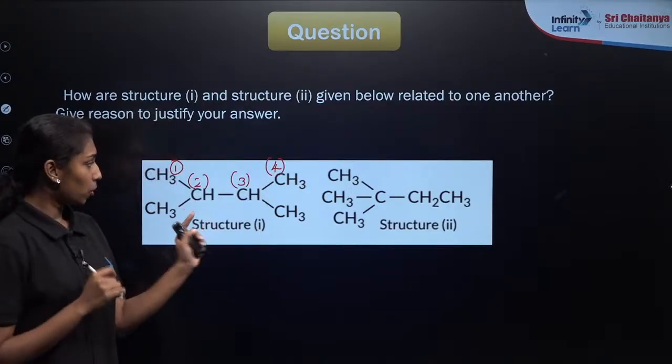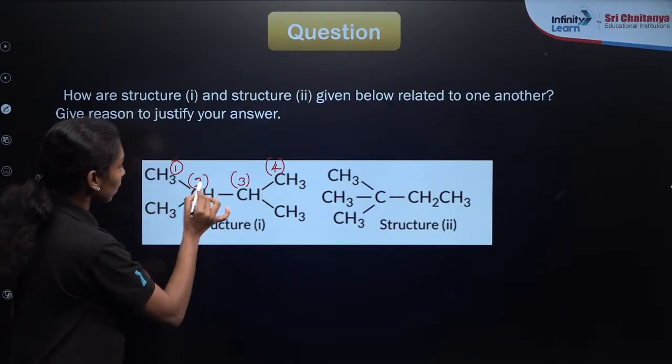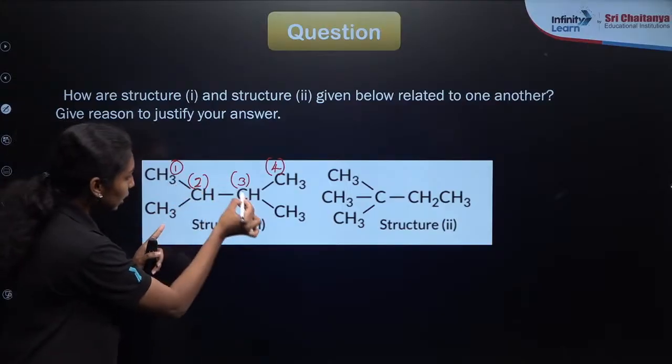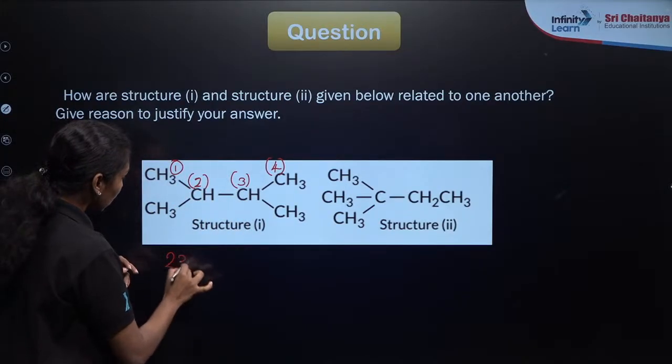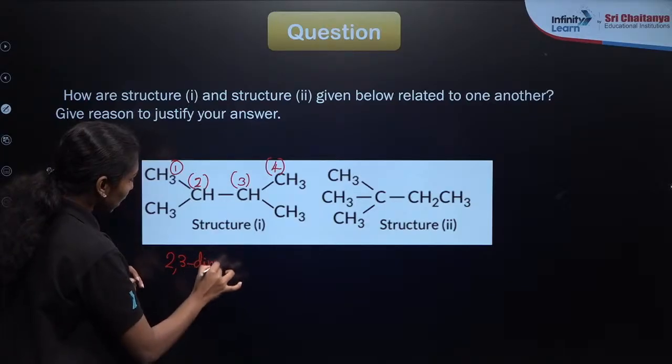And what will be the name of this compound? If I am giving the naming here, we can see that in the second and third position of the carbon, there will be 2 methyl groups present, right? So, it will be 2,3 dimethyl butane.